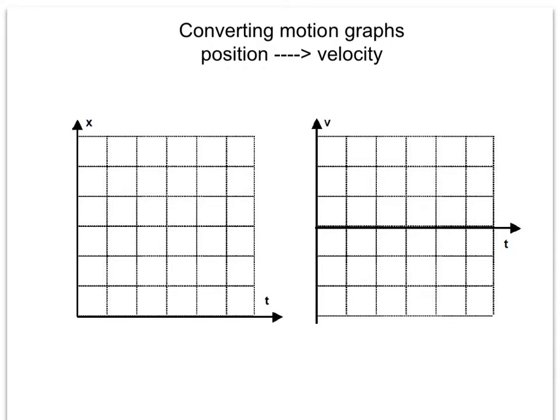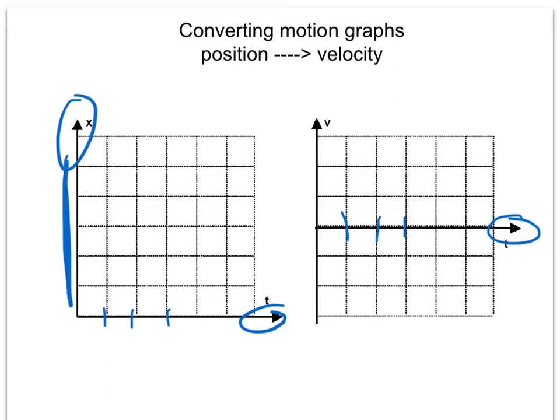Alright, in this video I'm going to go over converting motion graphs, specifically converting a position time graph to a velocity time graph. Just remember on all of these that the units on the time axis are going to represent 1 second, everything on the position axis is going to represent 1 meter, and everything on your velocity axis is going to represent 1 meter per second. Just to make things easy, we'll keep all things in units of 1.